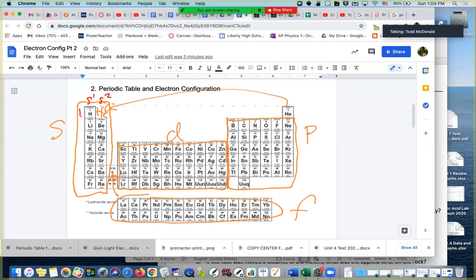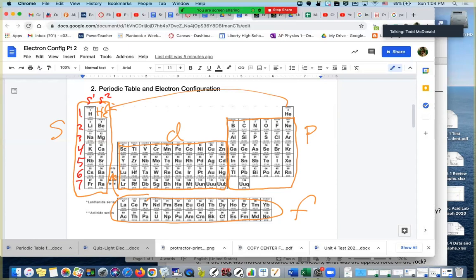If we were to number these all the way down in terms of rows, it actually tells you which s we're talking about. So the first row, that's 1s. The second row with lithium and beryllium, that's 2s. Sodium is 3s. Potassium 4s, rubidium 5s, and so on.